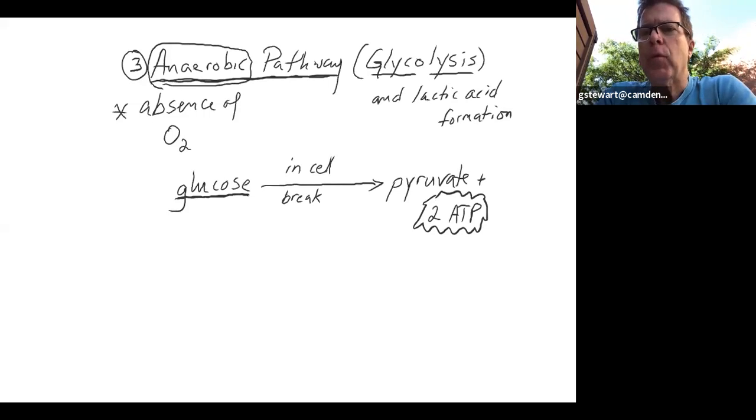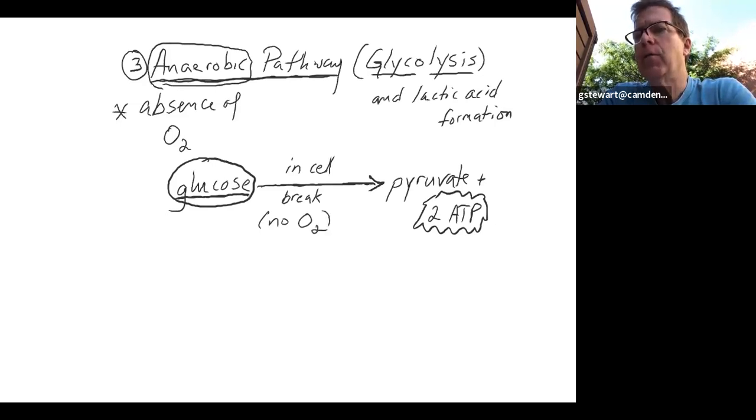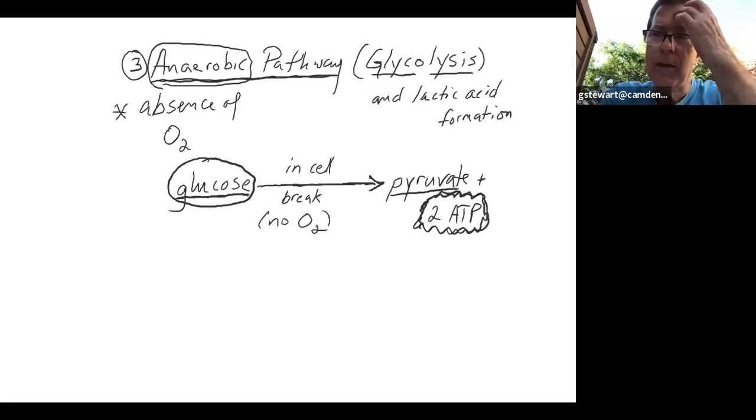So we're using an energy source that we've ingested. That glucose molecule goes to our cells. It gets broken in half. In the absence of oxygen, so I'm going to write no oxygen, we get this molecule called pyruvate, and we get 2 ATP molecules. Our muscle can now use that ATP to perform a contraction.